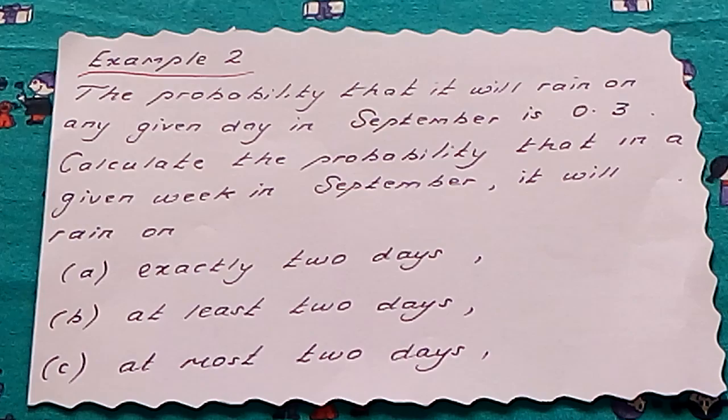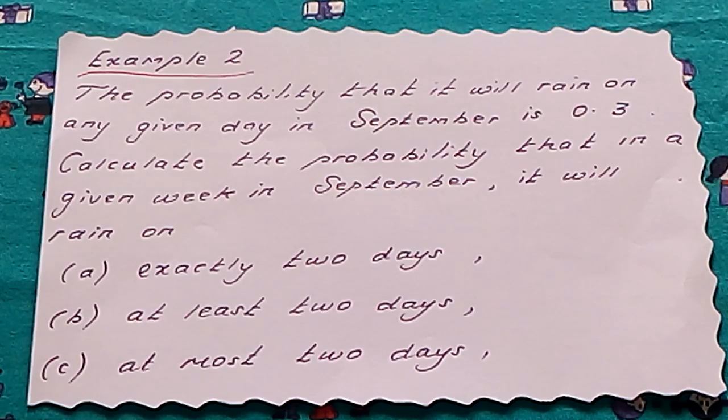To be able to answer this question using a binomial distribution, we need to know two parameters, the n and the p. The n is the number and the p is the probability of success. Now, in this question, we have been given a probability, the probability that it will rain on a given day, which is 0.3. So we have been given a p, and then the probability that in a given week in September.